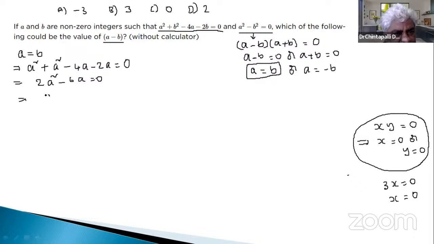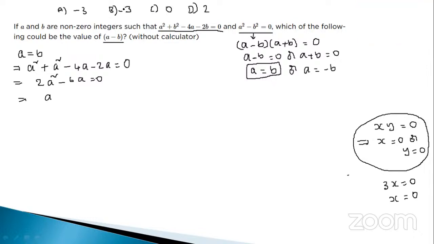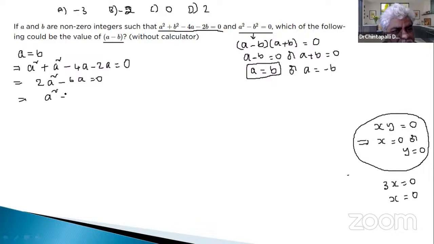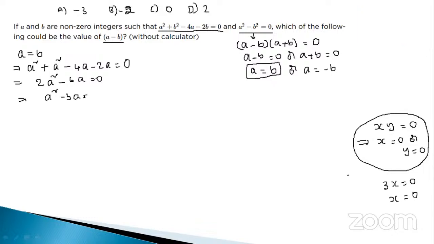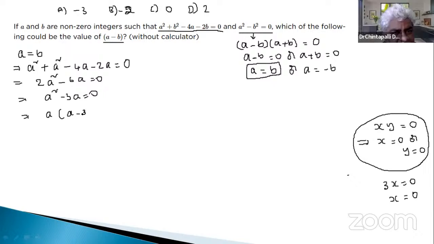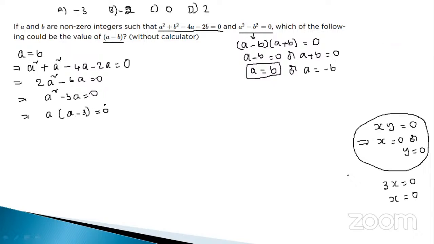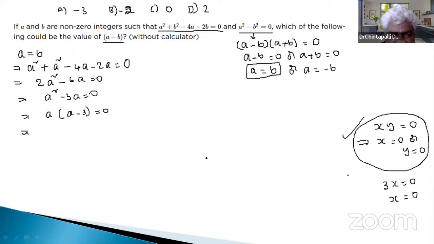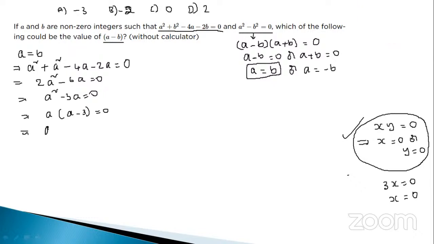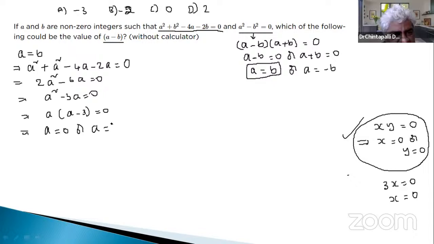Divide both sides by 2. a square minus 3a is equal to 0. Take a common: a into (a minus 3). That implies, again use the same principle, either a is equal to 0 or a equals 3. a is equal to 3, right?